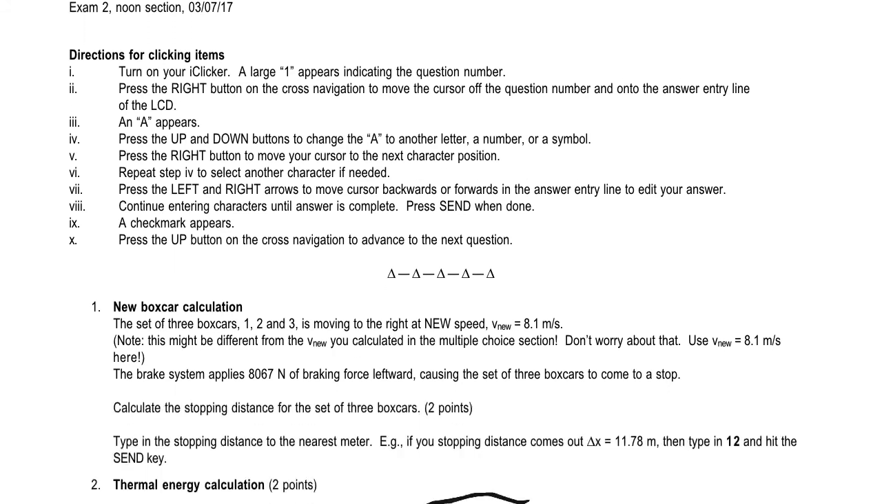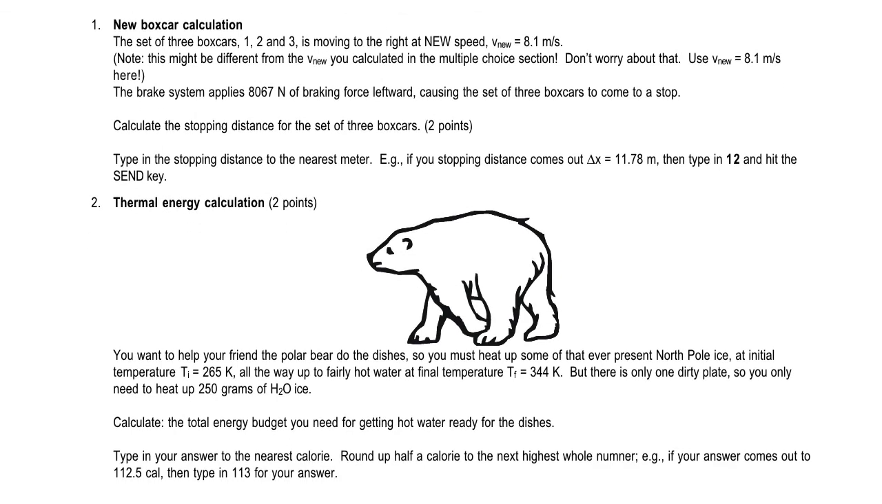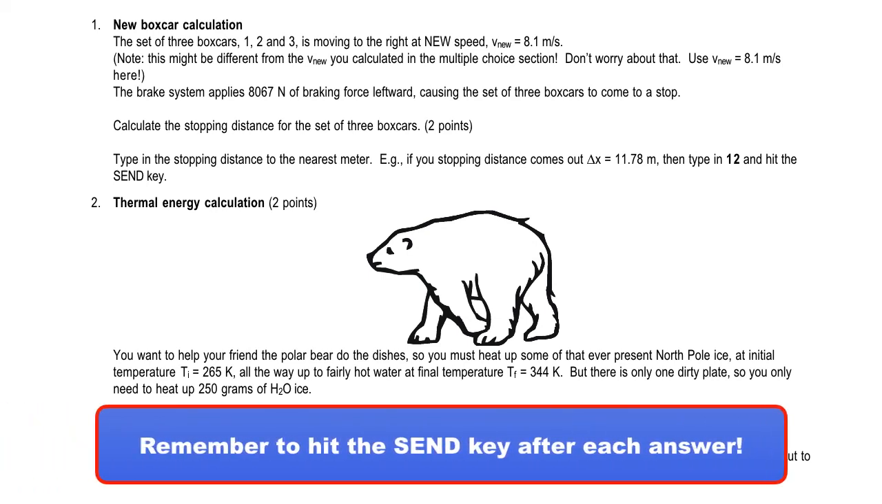And then down below, there's the boxcar question number 1. All right, so that's why I have that diagram on the cover page. And then a thermal energy calculation up at the North Pole or something. So there's a picture of a polar bear. Now you guys will have questions about stars and ellipses and things like that. And when you're doing those, remember.